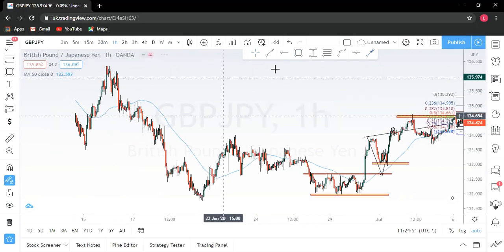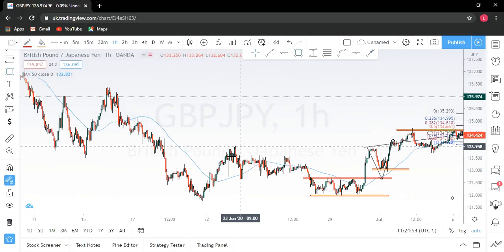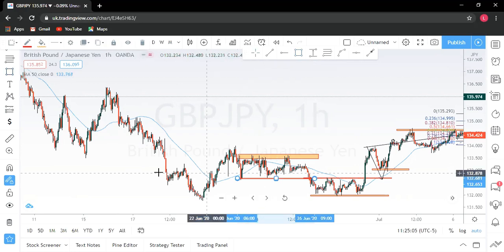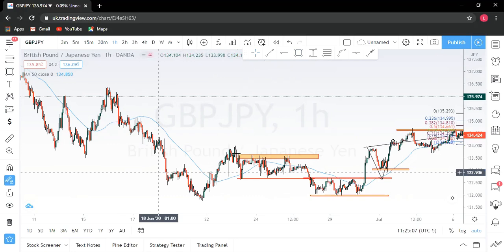So this is another support and resistance. You can as well be trading the support and resistance, provided that you have your confluences. So look at this case now. This is a support.